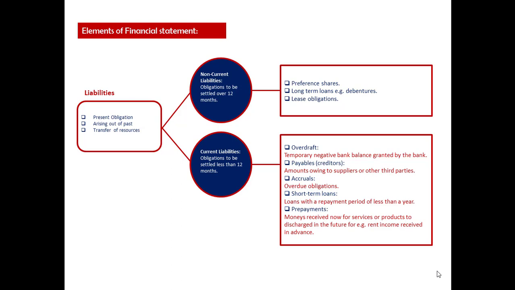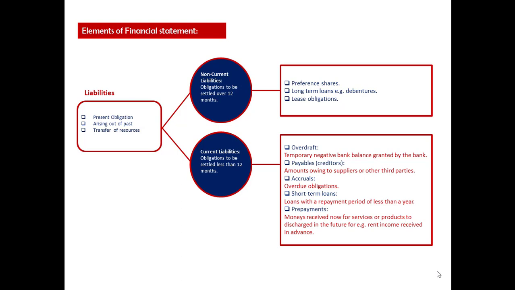So we have two forms of liabilities, the same as with assets. You have non-current liabilities, which are obligations to be settled over 12 months. Examples are preference shares, long-term loans, debentures, lease obligations. Current liabilities, on the other hand, are obligations to be settled in less than 12 months.